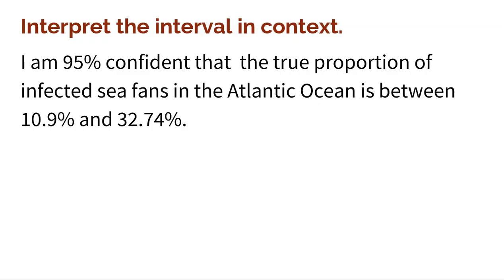So I'm 95% confident. Don't forget that part. That part is extremely important because there's no guarantee of this. It's just about a level of confidence. I'm 95% confident that the true proportion of infected sea fans in the Atlantic Ocean is somewhere between 10.9% and 32.74%. My sample showed, like I said, about 22%, but obviously it could be more, could be less. And this is exactly what my interval is doing. It's trying to estimate with a level of confidence where that true proportion of infected sea fans can be.